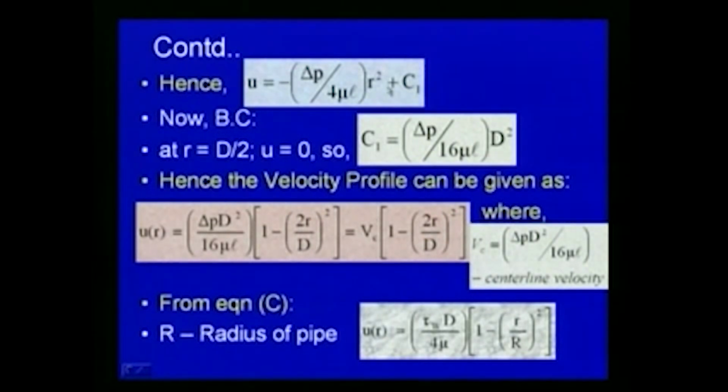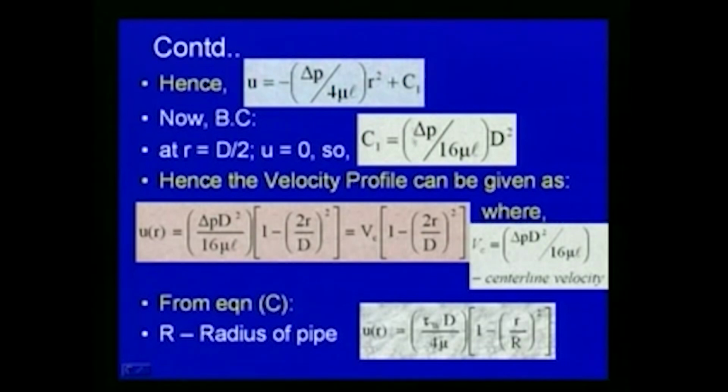Here, for this constant we can apply the boundary condition. The boundary condition is at r is equal to d by 2, that means on the pipe wall surface, due to the no slip condition, u is equal to 0. So, we will get this constant c 1 as delta P by 16 mu L into d square.